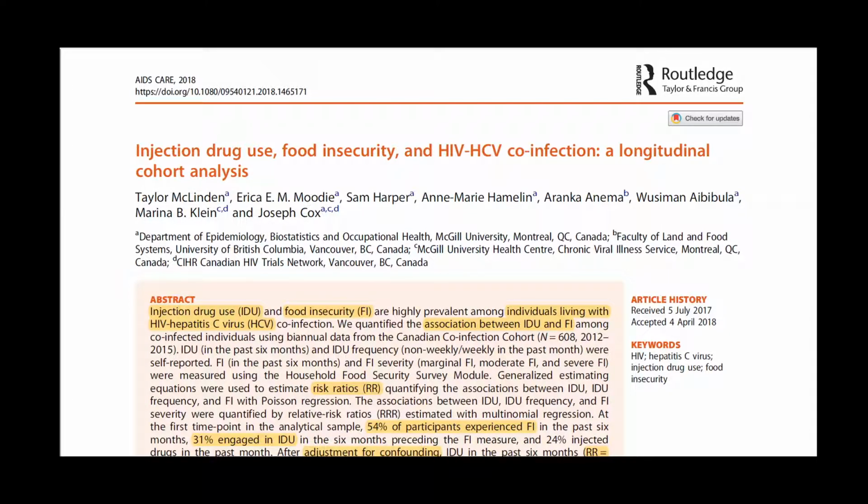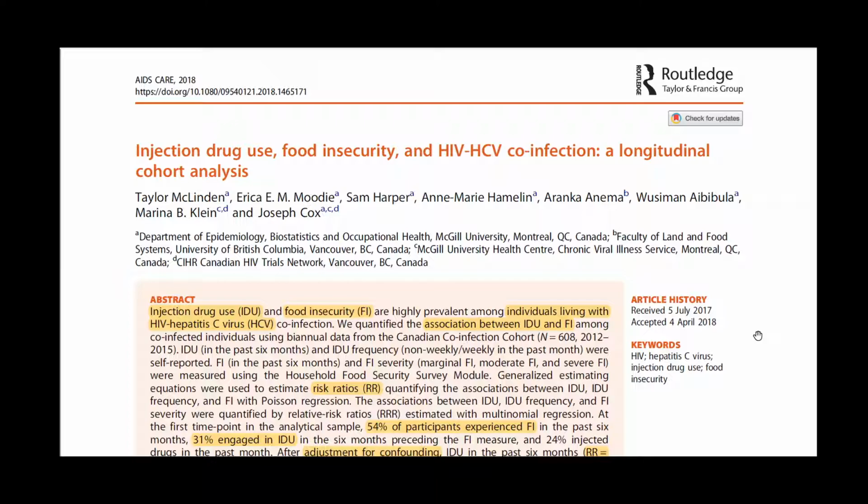Now, this is the paper that we will go through today. As you can see, I authored this paper and it was published back in 2018. This paper was completed during my PhD thesis at McGill University, and it is titled Injection Drug Use, Food Insecurity, and HIV/HCV Co-Infection, a longitudinal cohort analysis.